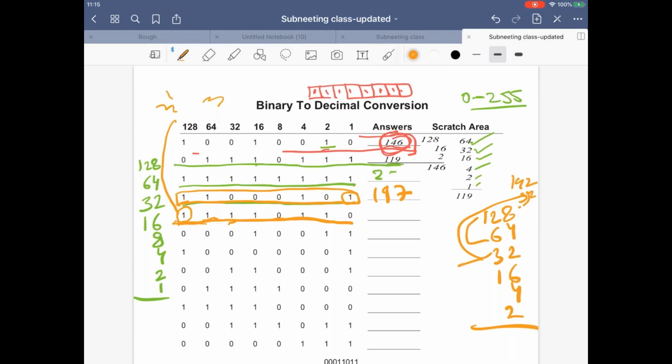224. Here till here. 224, 224 plus 16, 240. 240 plus 4, 244, 244 plus 2, 246.